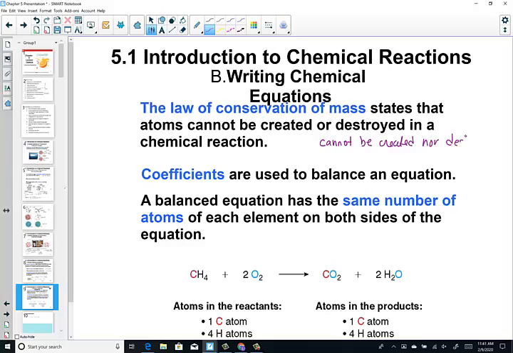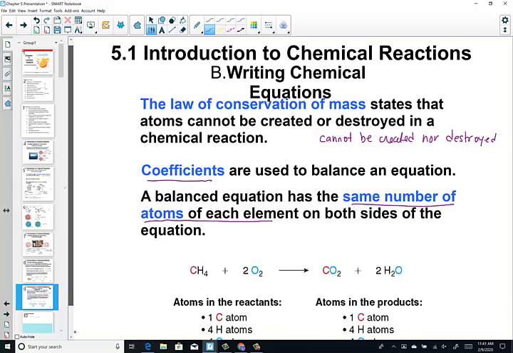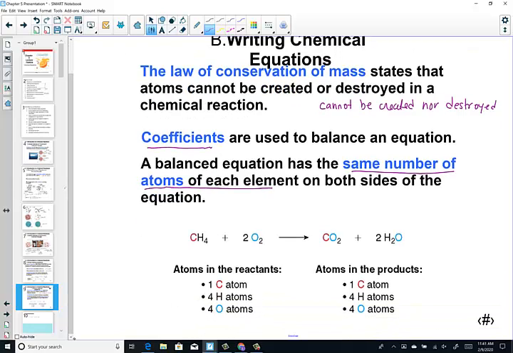All we can do is rearrange them in terms of reactants turning to products. And that's the purpose of a coefficient, is in accounting. We want to account for all of the different atoms that we started with to make sure we end with the same number of each atom. So what does it mean to have a balanced equation? It means we have the same number of atoms of each element on both sides of our equation.